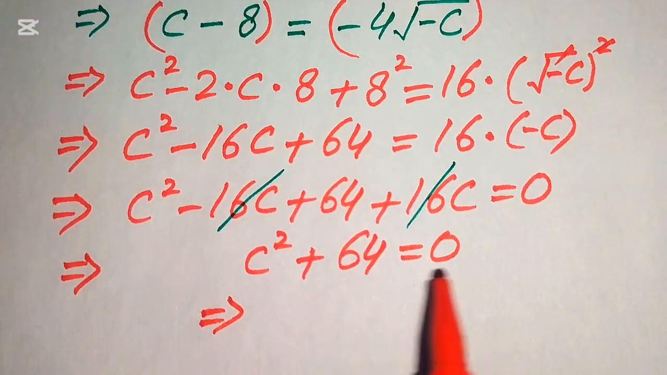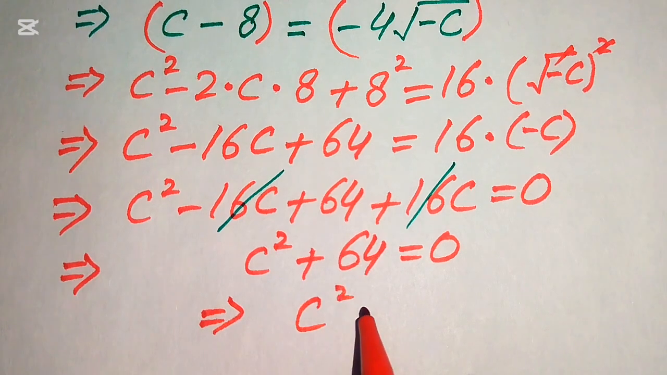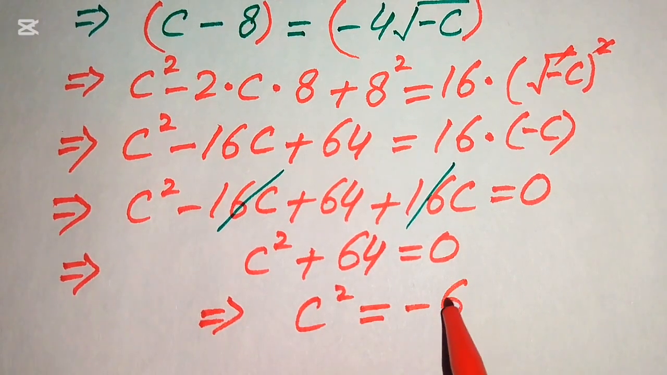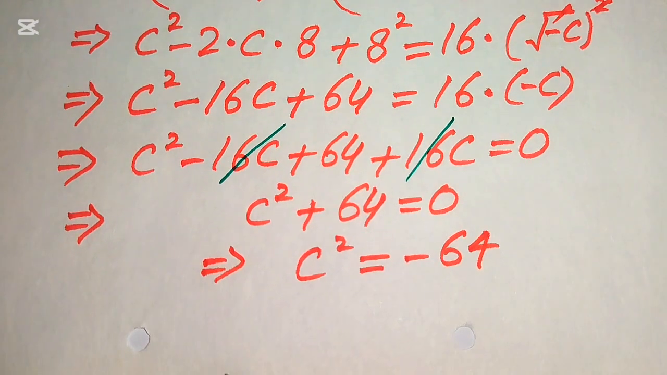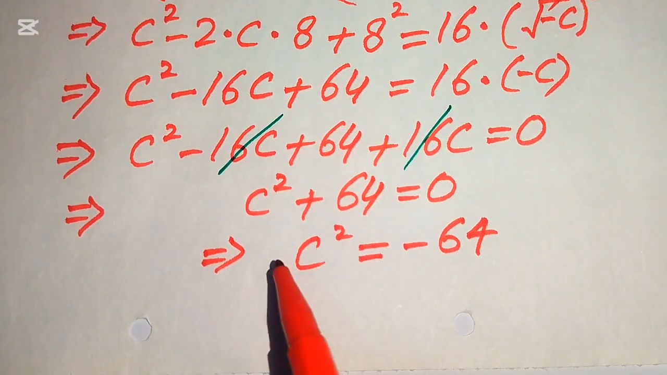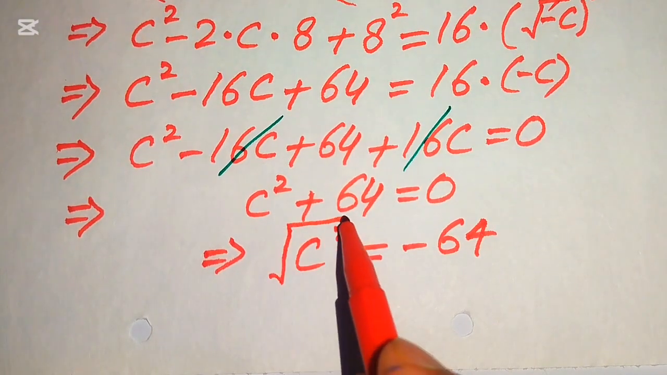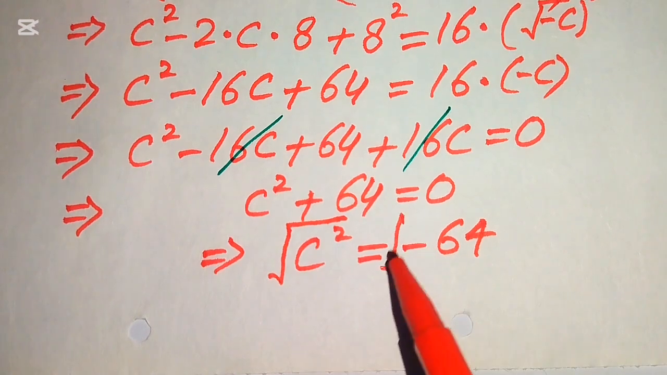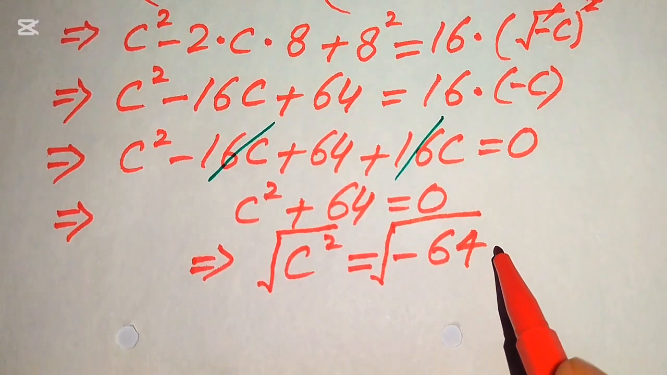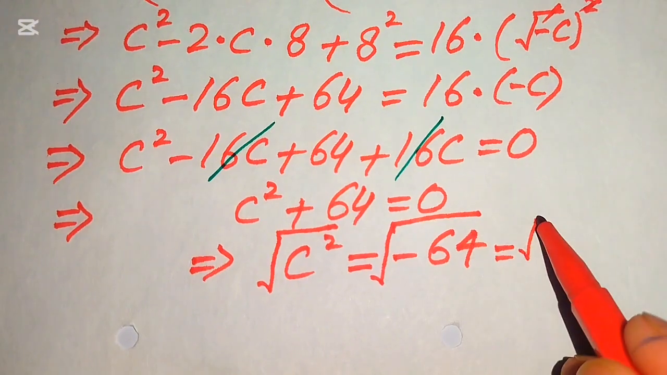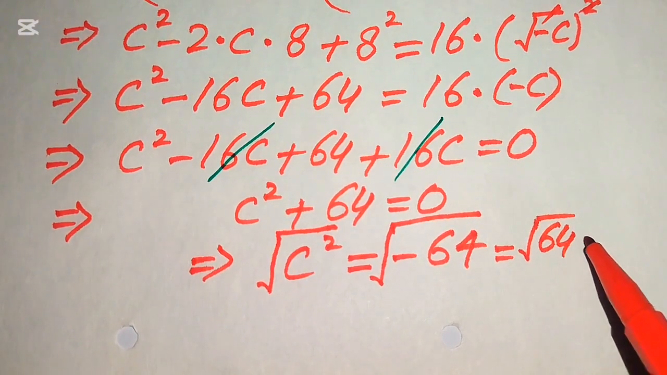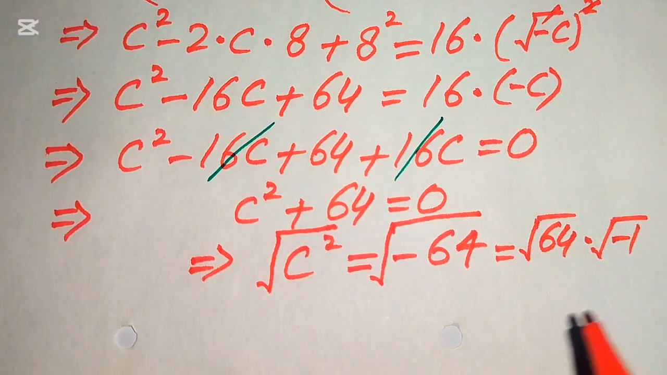And now we move this 64 to the right hand side and we get here c square equals minus 64. And because we solve this problem for the values of c, that's why we will take the square root on both of the sides. And now in the right hand side here we need to apply the square root separately on both of these values. It will be written as square root of 64 into square root of minus 1.